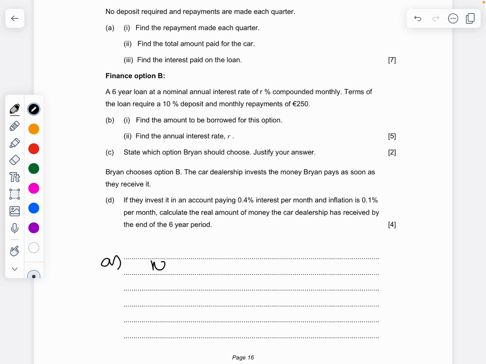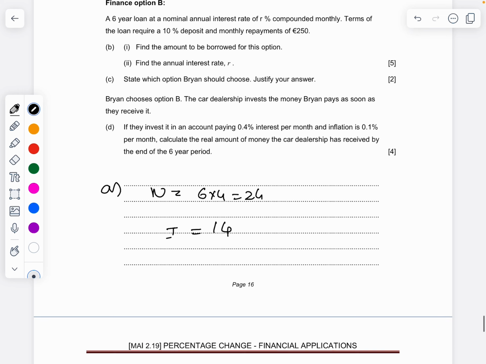So for part A, n equals 6 times 4, which is 24. I equals 14. Principal value equals 14,000. Then the future value, final value, should be 0. P/Y equals 4. C/Y should be equal to 4. Then it gives me the PMT value as minus 871.82.